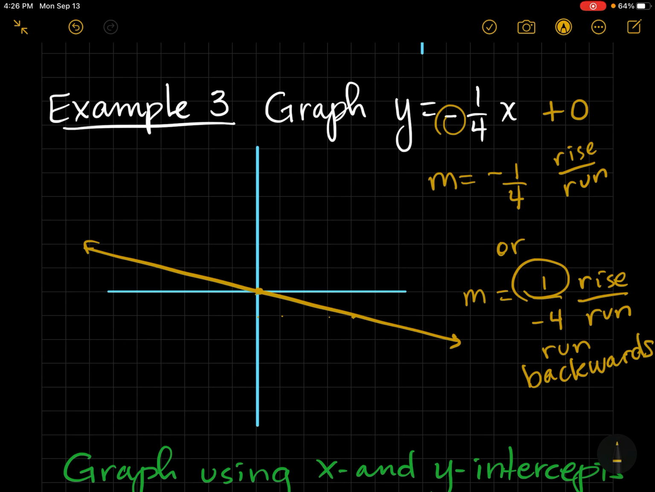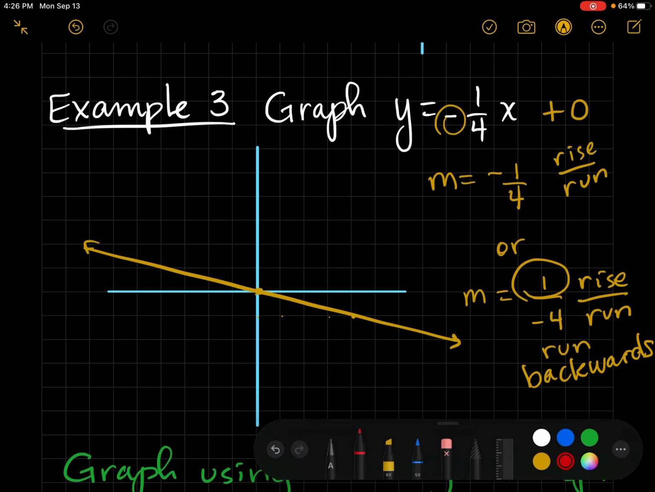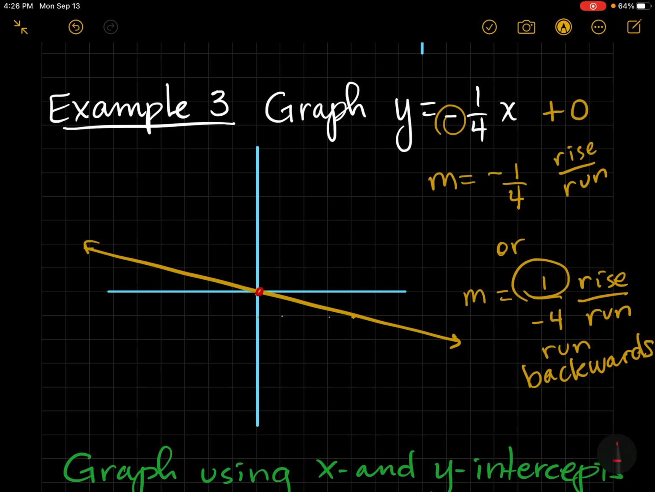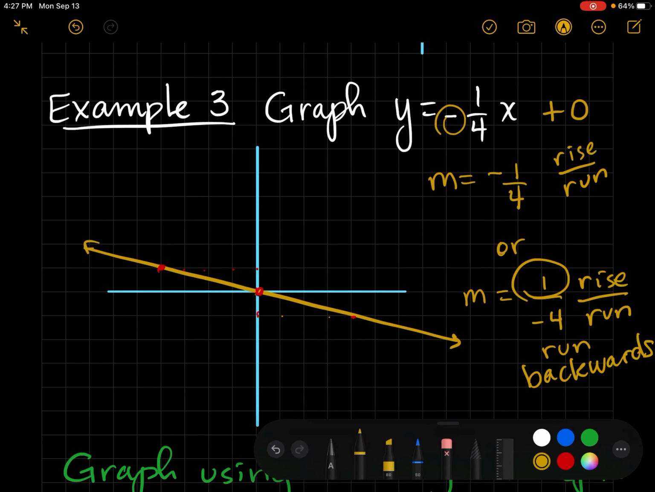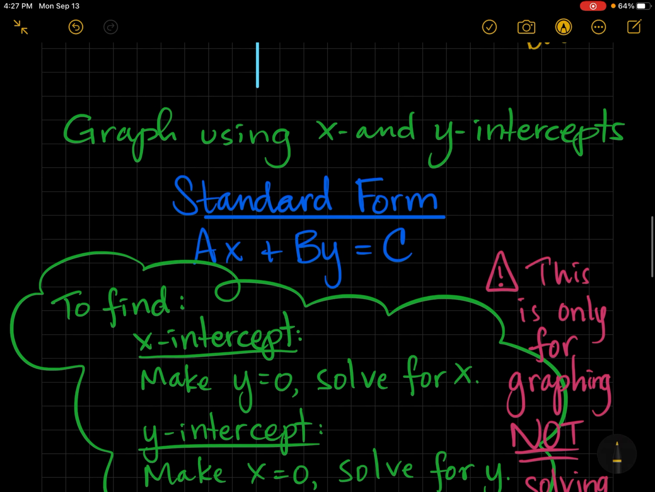So if I start at 0, and let's change the color just so that we can see it's the same. Start at 0 and then go up 1 and then go back 4, it's still the same line. So it doesn't matter if we go down 1 and run 4 positive, it's going to be the same line regardless of how we do that. Hope that makes sense. Okay.